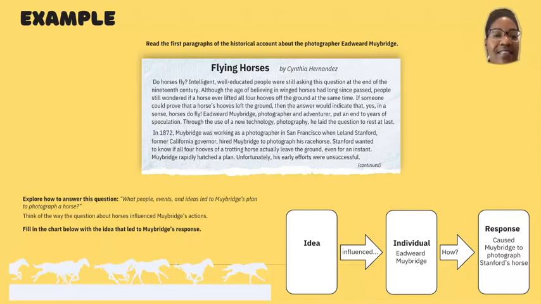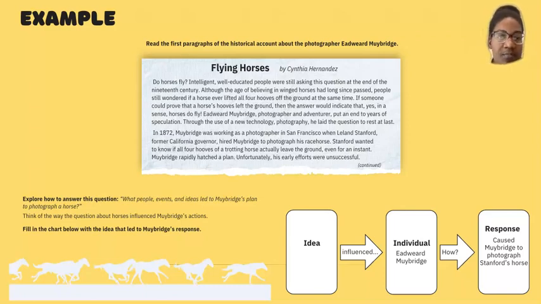In 1872, Muybridge was working as a photographer in San Francisco when Leland Stanford, former California governor, hired Muybridge to photograph his racehorse. Stanford wanted to know if all four hooves of a trotting horse actually leave the ground, even for an instant. Muybridge rapidly hatched a plan. Unfortunately, his efforts were unsuccessful.